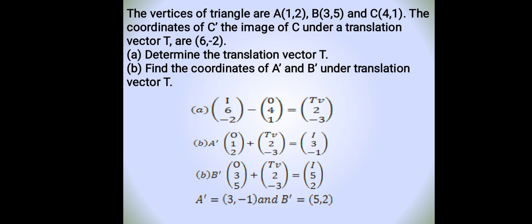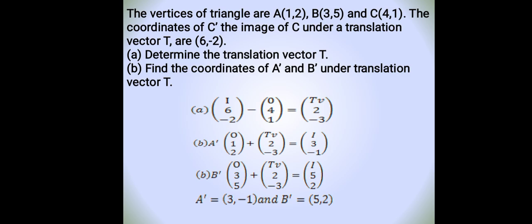The vertices of triangle ABC are A(1, 2), B(3, 5), and C(4, 1). The coordinates of C', the image of C under the translation vector T, are (6, -2). Determine the translation vector. Find the coordinates of A' and B' under the translation vector.